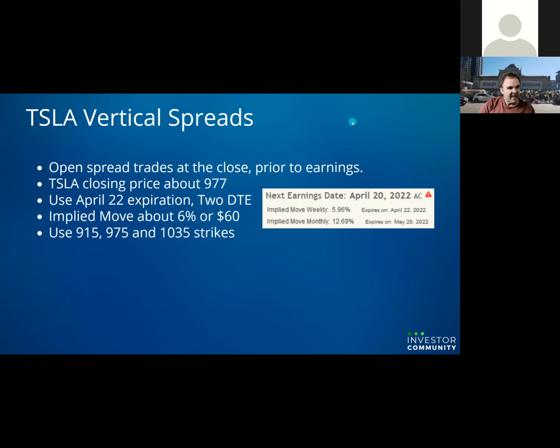Now next, there's one more piece of this puzzle. Can anybody tell me what else we need to know before we open any trades in these Tesla options? There's one more important piece of information. Can anybody tell me what it is?